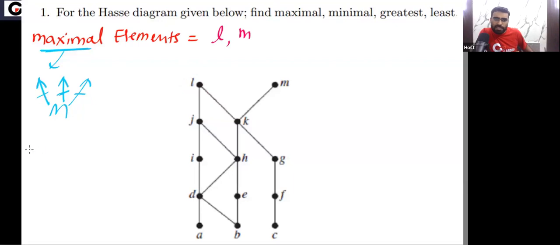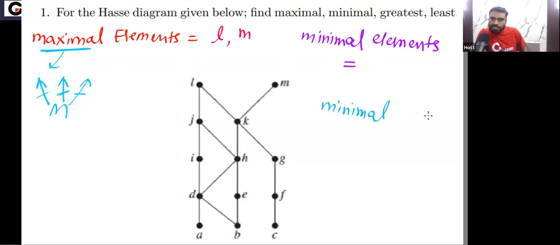Who are the minimal elements? Remember the definition of minimal. What does minimal say? Minimal says that no one else is related to me. So tell me, who are the minimal elements? You can see no one else is related to A. No one else is related to B. No one else is related to C. So A, B, C. Yes or no?